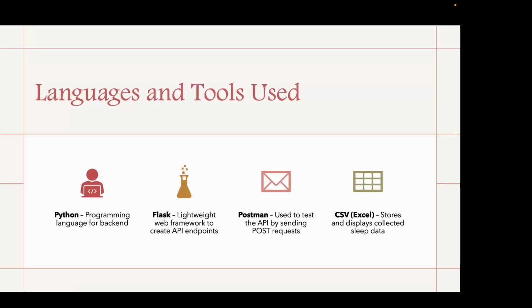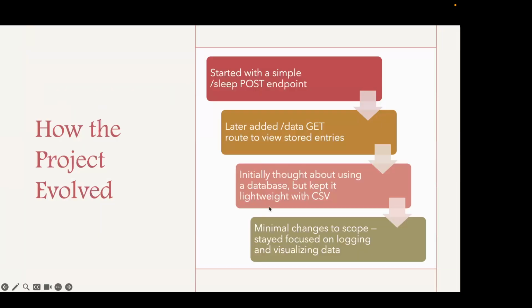Here are the tools I used during the project to build it. I used Python for the backend logic and routing, Flask as the main web framework, HTML and CSS for the front end user interface, Postman for testing API endpoints, which included sending, deleting, posting, and getting, and a CSV file for data storage, which included the user's information, their password, username, and their sleep data. These tools made the project lightweight and easy to develop locally.